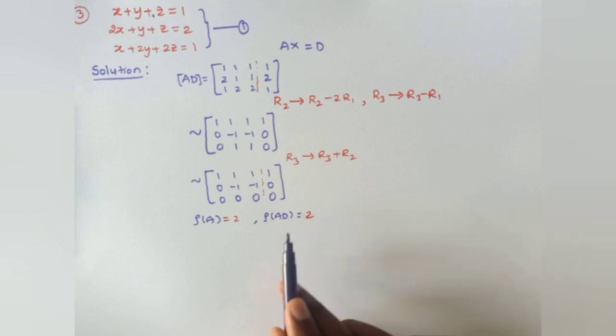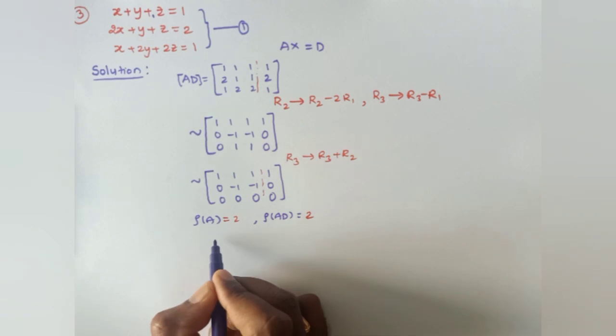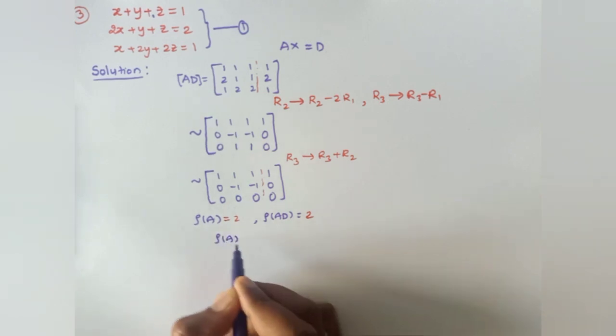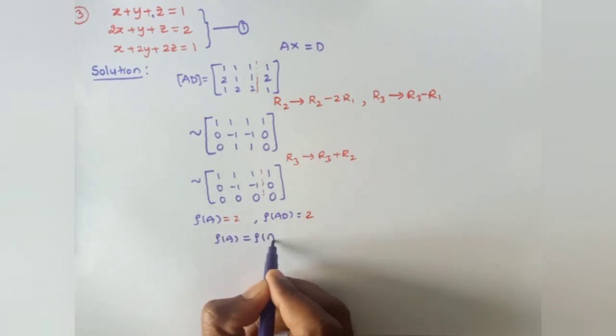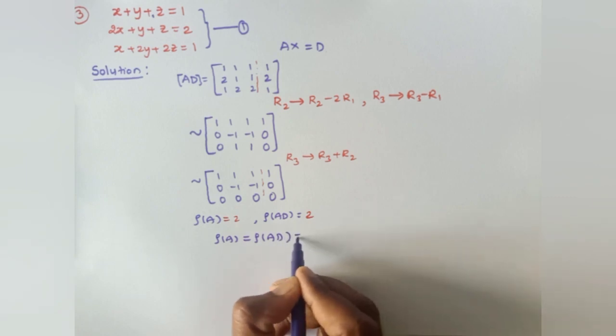So consistent, then again 2 cases: unique solution or infinitely many solutions. So here we can write that the rank of A is equal to the rank of AD, which is equal to 2.